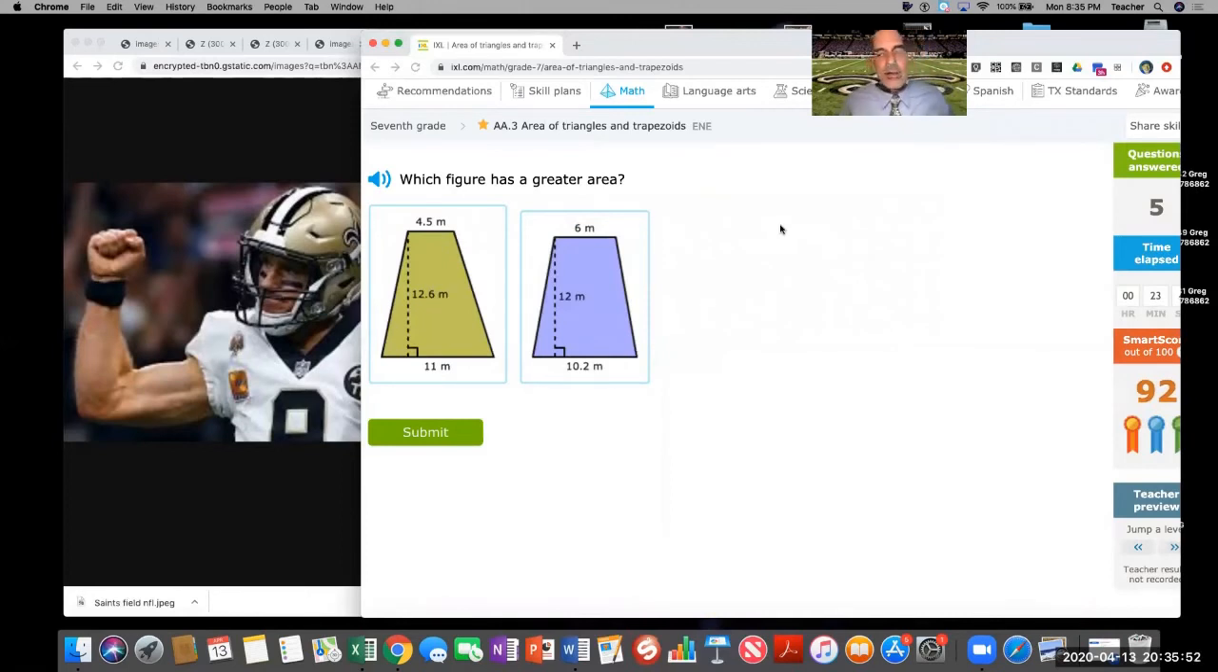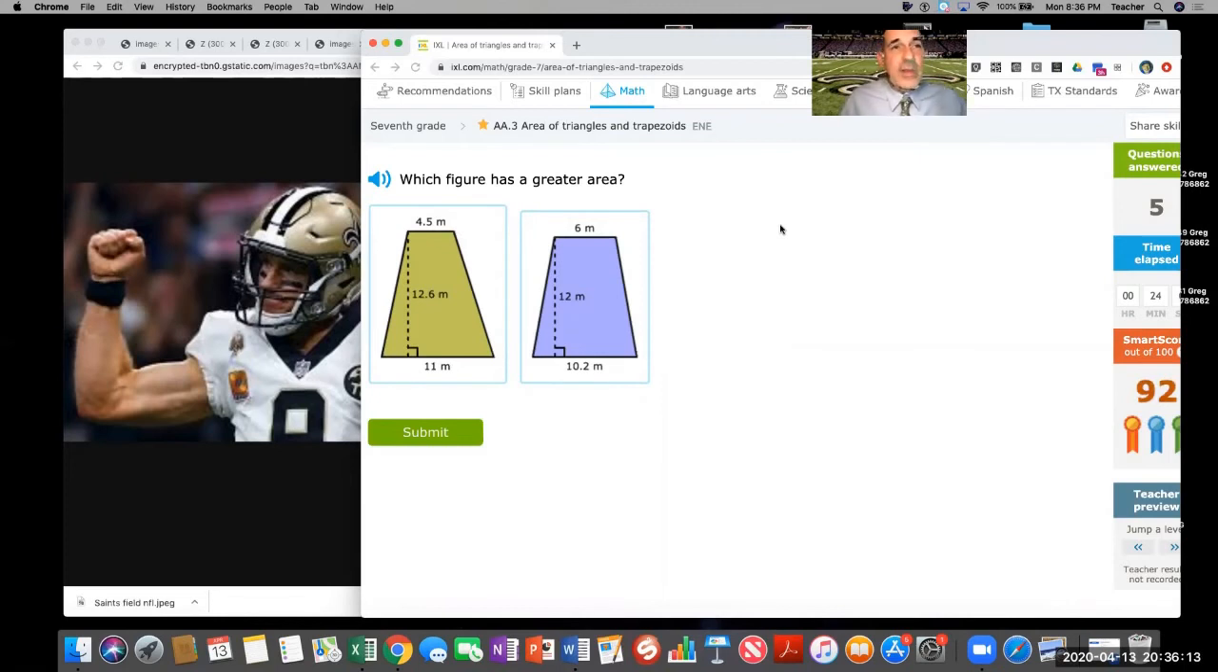Oh my gosh, this is what I was telling you about. It's 2 problems in one, guys. So which one has a greater area? Let's first of all see if we logically see, is there a huge difference? The heights are approximately the same. I mean, not quite. Okay, 12 versus 12.6.